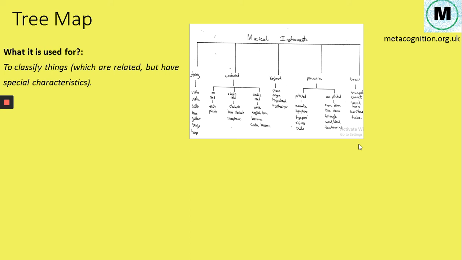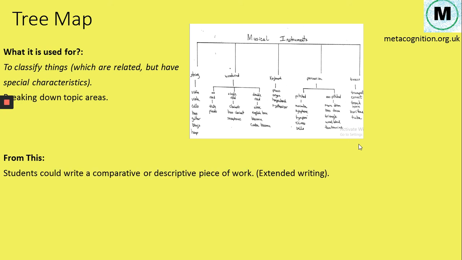So this is looking at all of the classification types. So quite good for science, quite good for your music, quite good for your geography. So it's fantastic at breaking down these topic areas. If you're wanting students to be able to understand the different categories within a subject, within a topic, it's great to get them all down on a tree map so that they can see how they all link together and how they're all slightly different as well. So it's often complicated for students to understand similarities and differences or classification without something visual, so that's where the tree map comes in. So students can do a bit of a comparative or descriptive piece of work here.